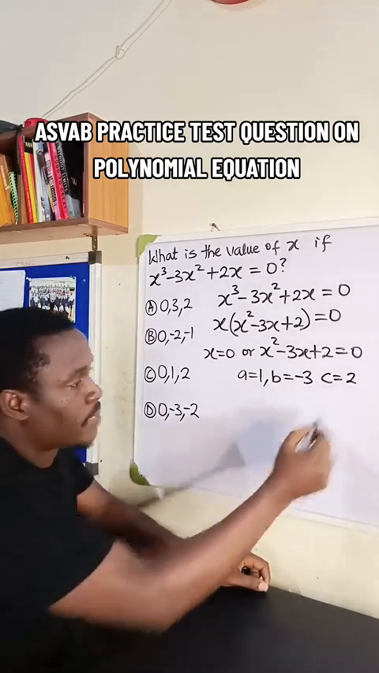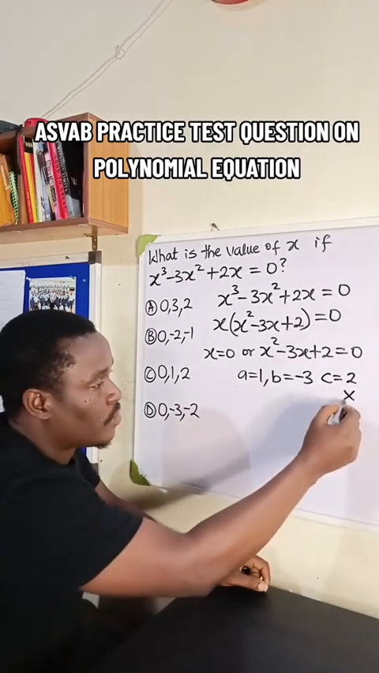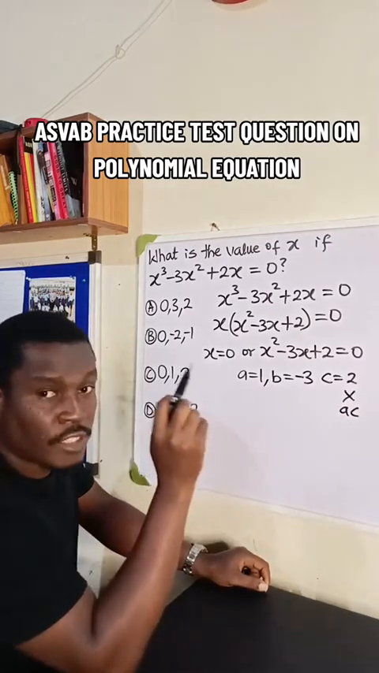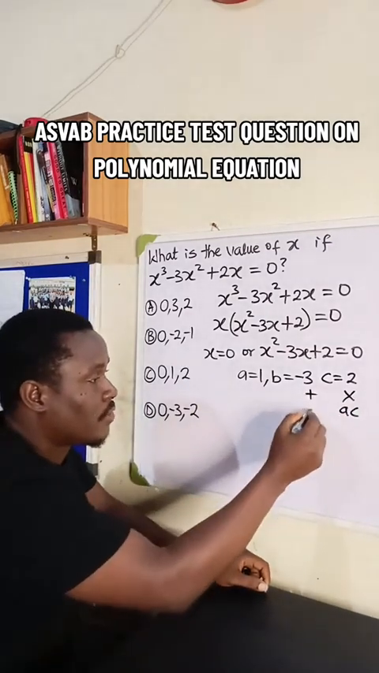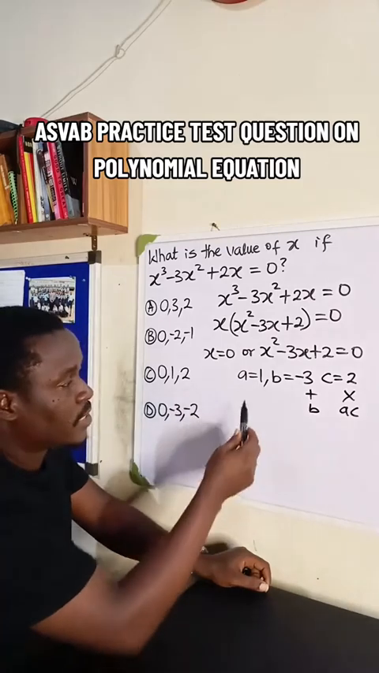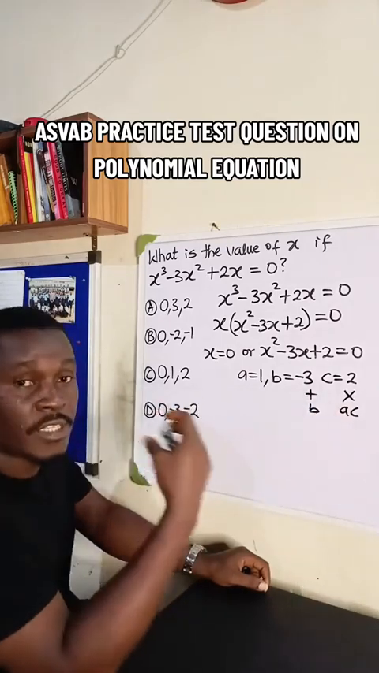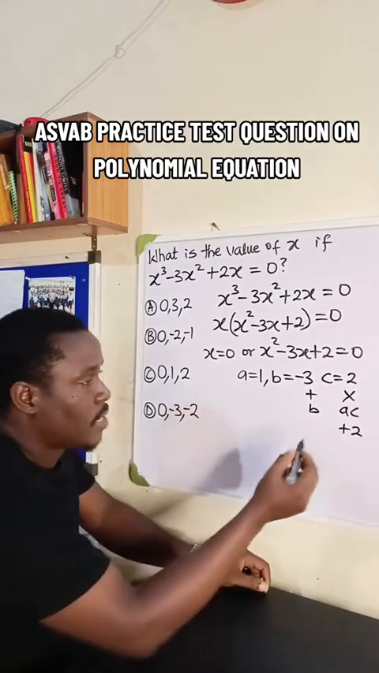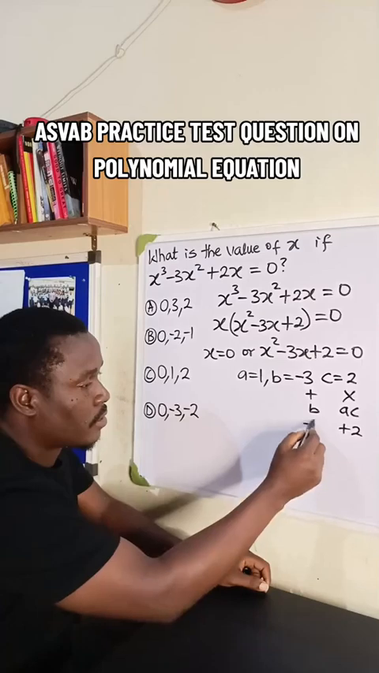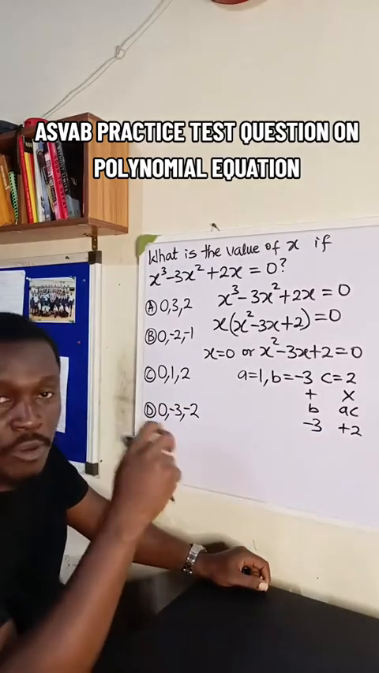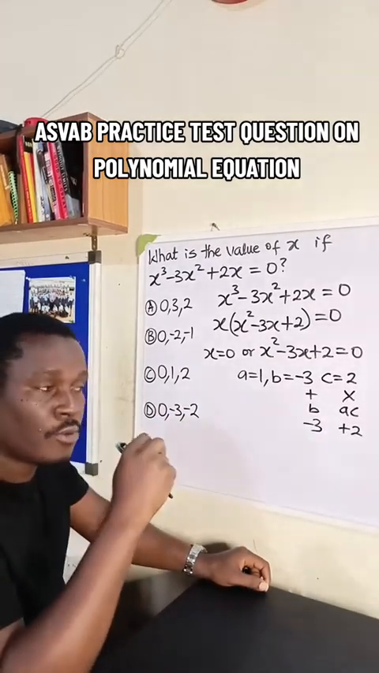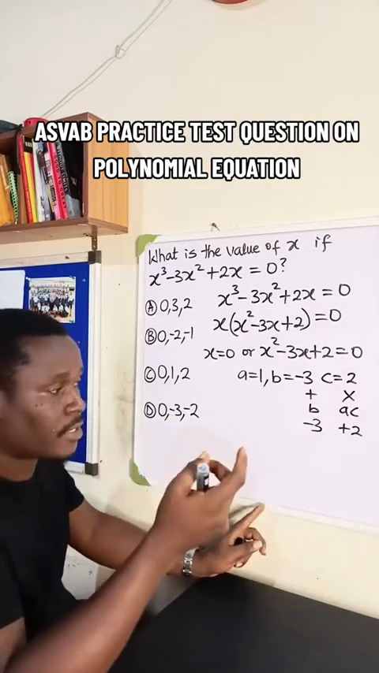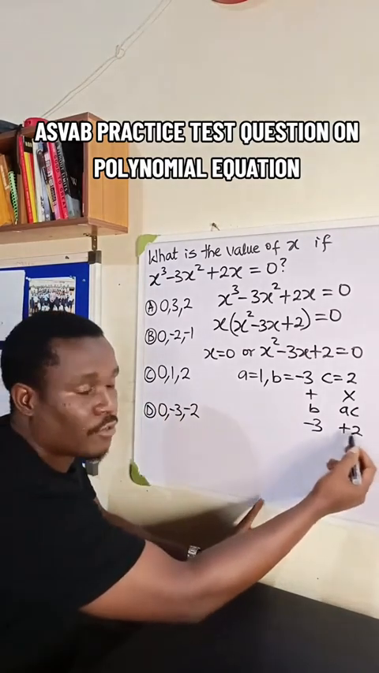Now we are going to look for two numbers that will multiply themselves to give us AC. And those same two numbers need to add themselves to give us B. So what is AC? A is 1 times 2, which is 2 or positive 2. So let's call it positive 2. And our B is minus 3. So now we are looking for two numbers that will multiply themselves to give us plus 2, add themselves to give us minus 3.